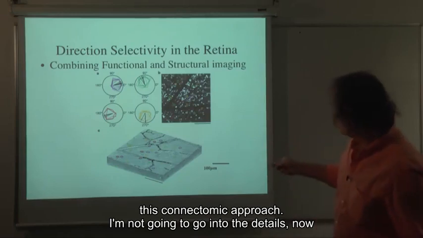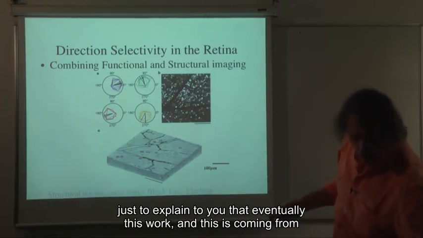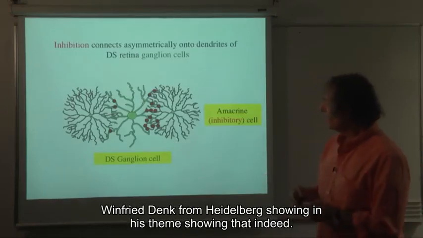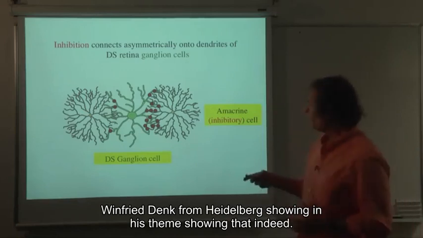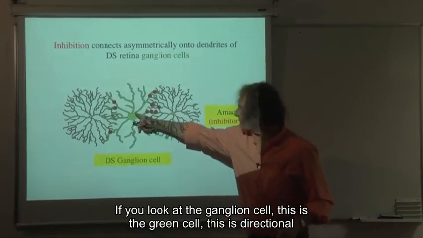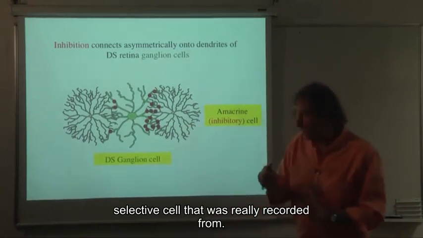connectomic approach. And I'm not going to go into the details now, just to explain to you that eventually this work, and this is coming from Winfried Denk work from Heidelberg, and his team, showing that indeed, if you look at a ganglion cell, this is the green cell, this is the directional selective cell that was really recorded from.